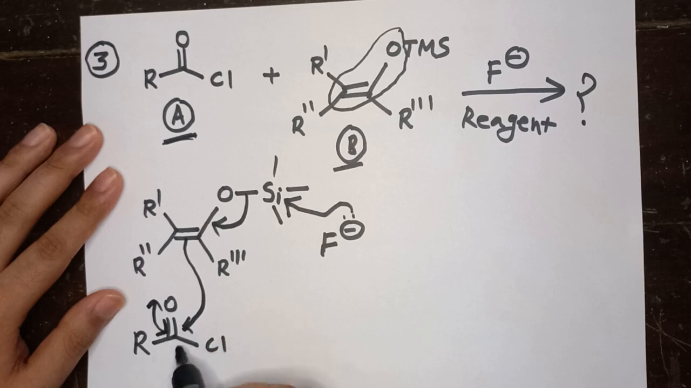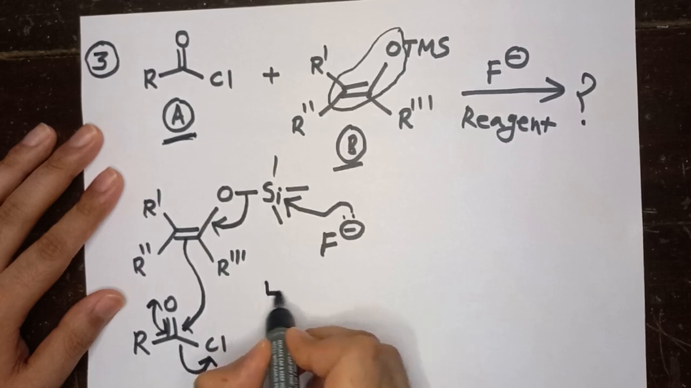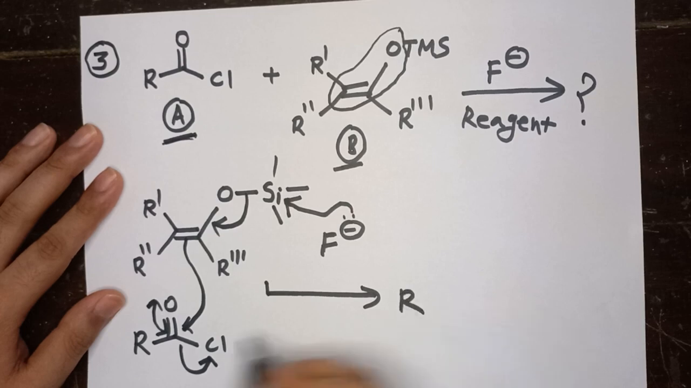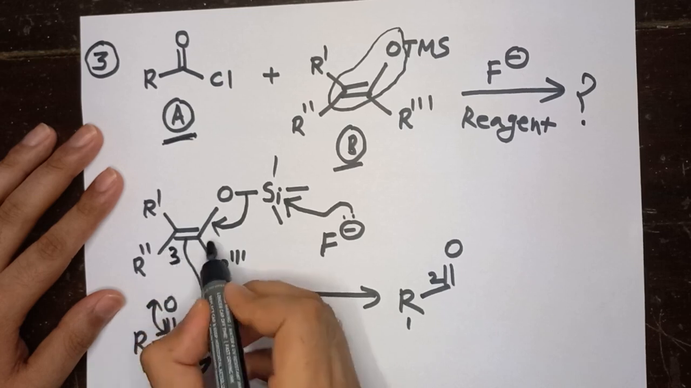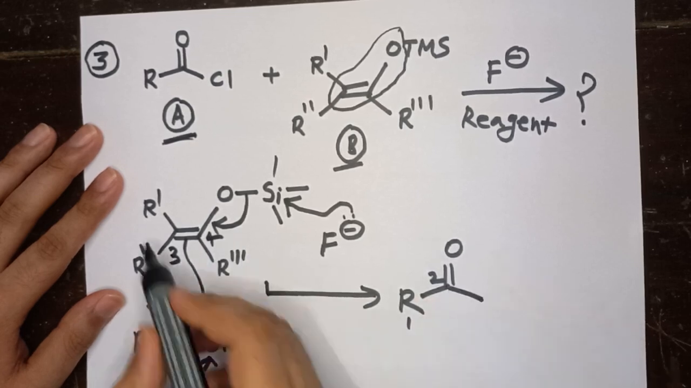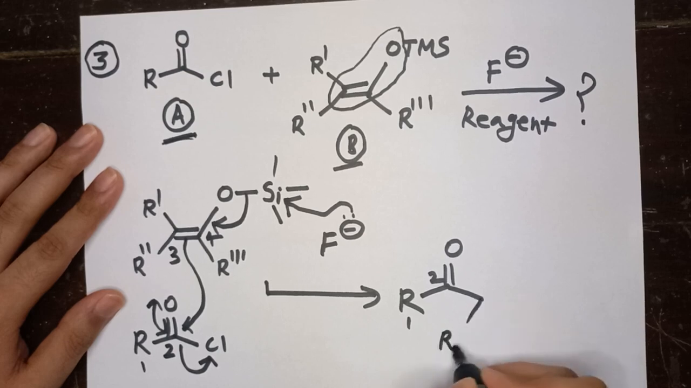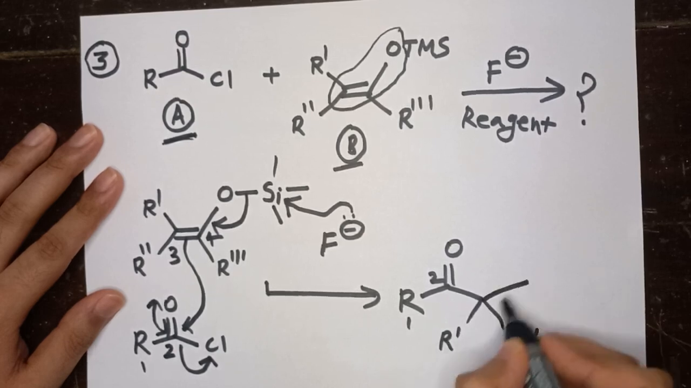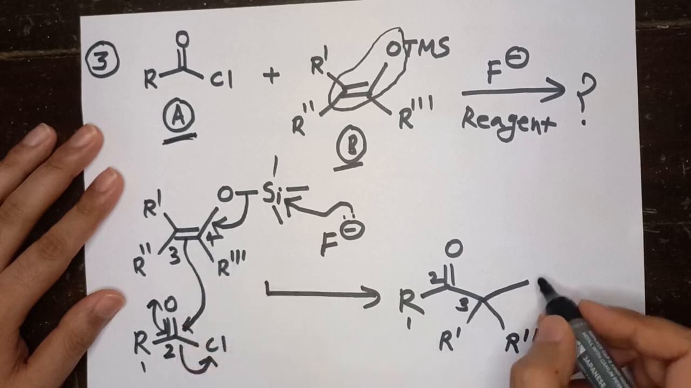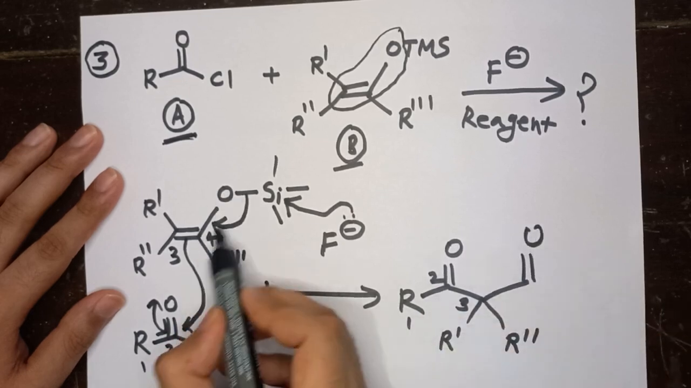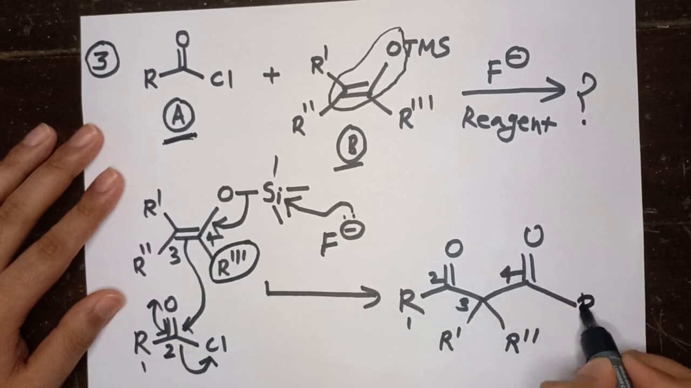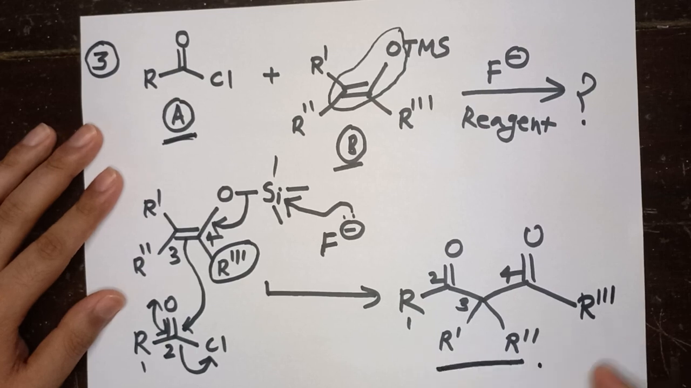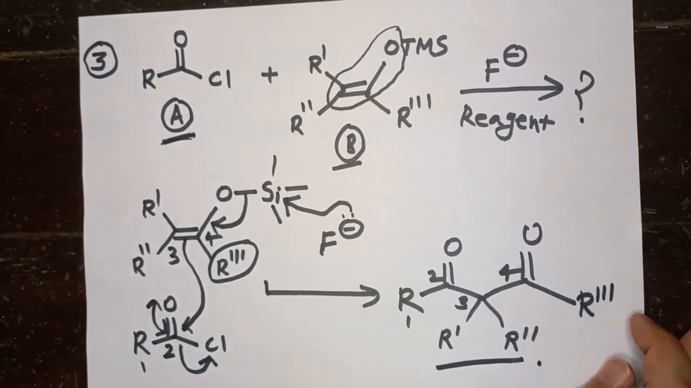Through conjugation, this Cl group is going to leave, and simply you have generated a product which is nothing but 1, 2, 3, 4. 3 having R1 and R2. So this is my 3, and 4 has a carbonyl group. This is now a carbonyl group attached to R3. So this is the final product for the third reaction. Okay, now the fourth reaction.